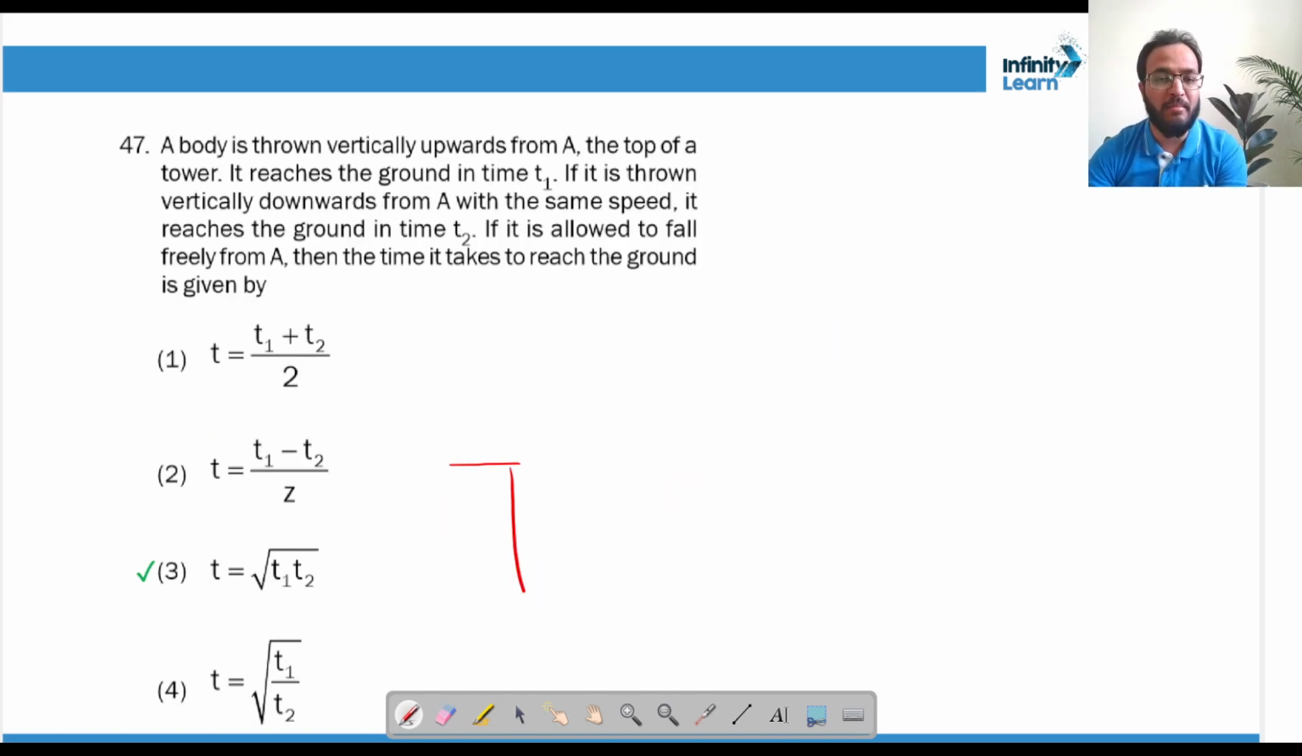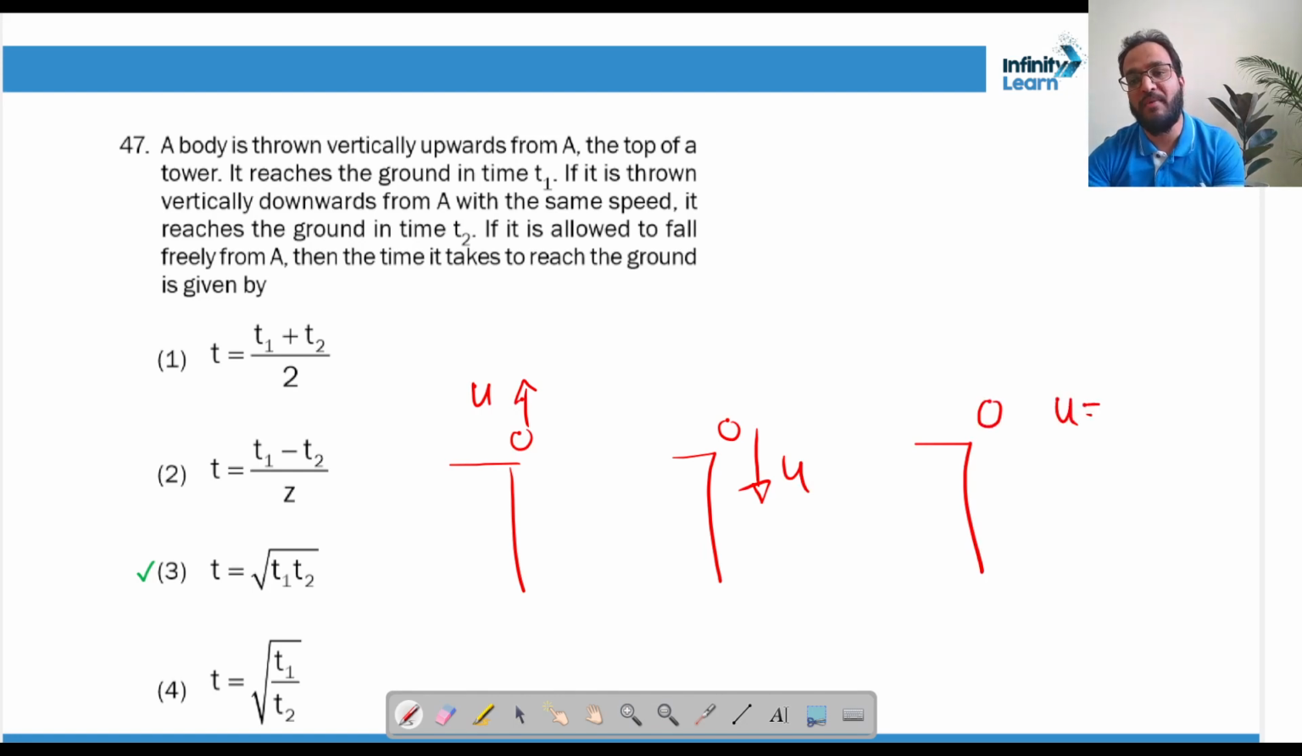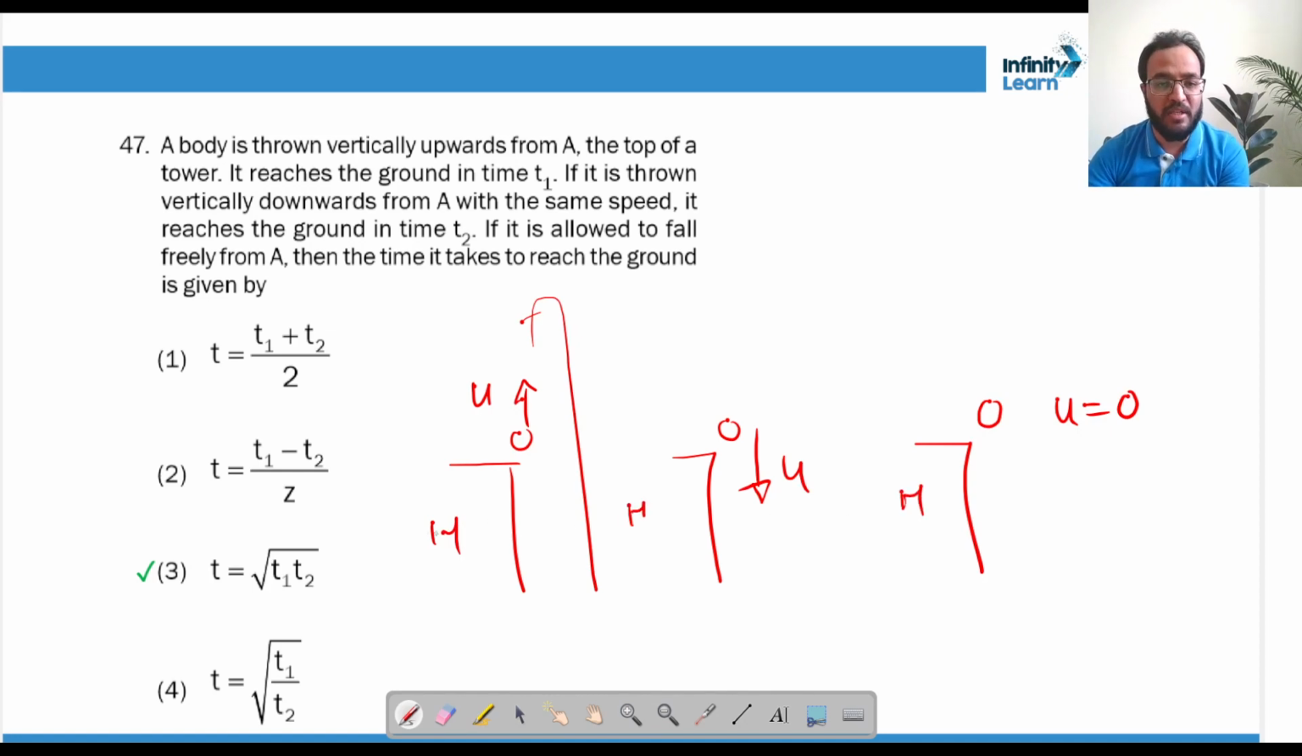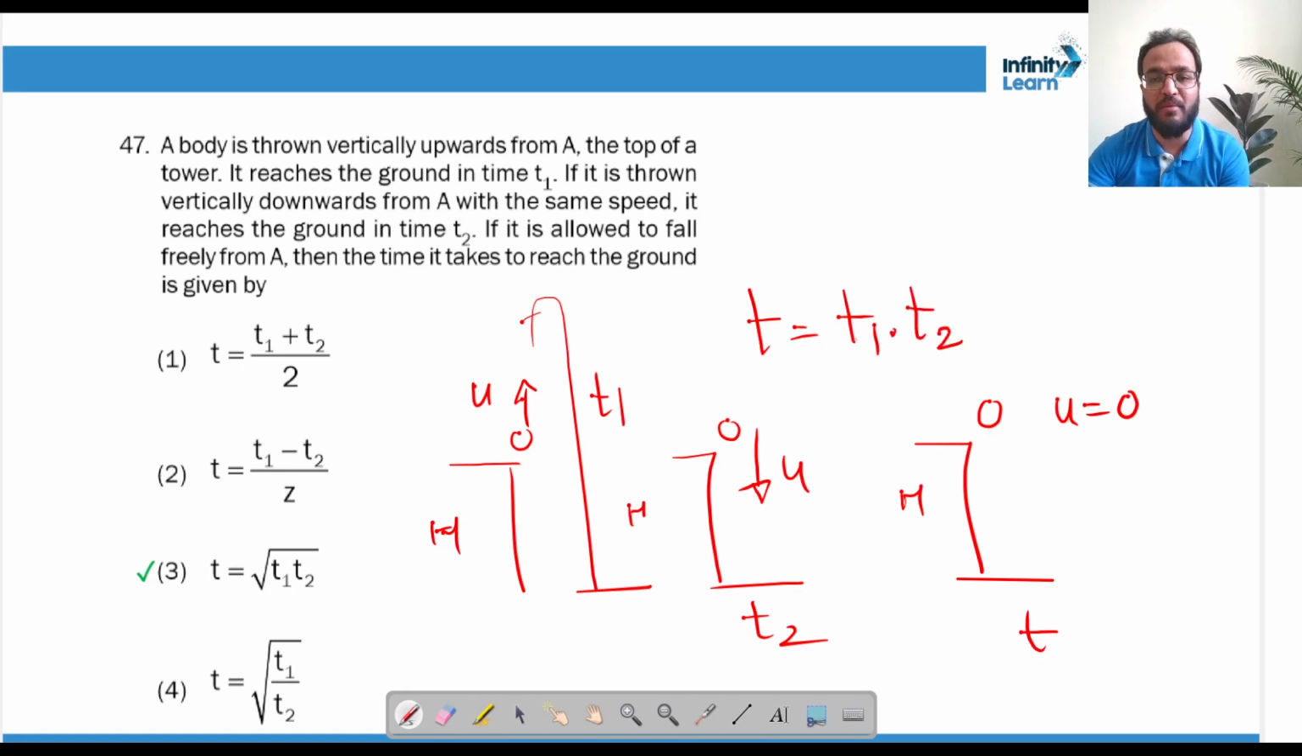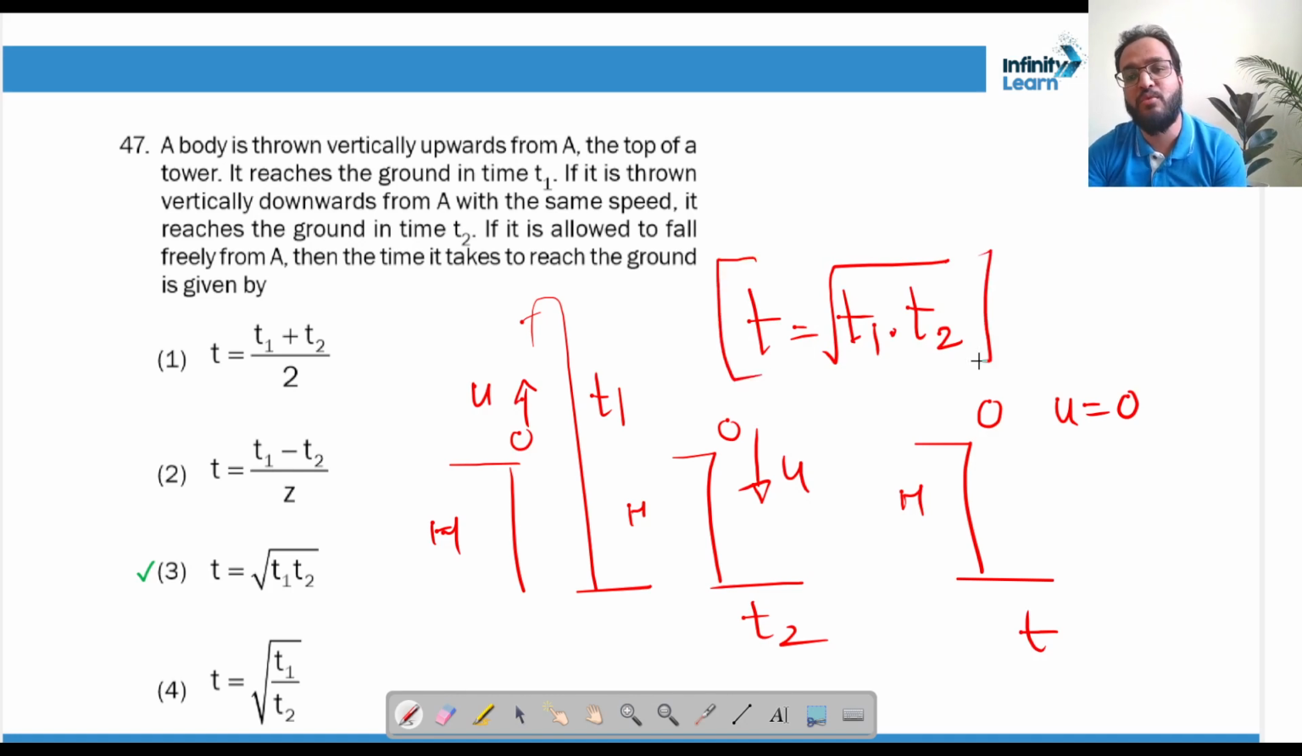This result you must remember, students. If you throw an object with velocity u, or you drop the object with velocity u, or you just drop it with zero velocity. So suppose height h is same for all the cases. Suppose it takes time t1 to come down here, and it takes time t2 to come down here, and it takes time t to come down here, then this is the relationship that you need to remember. Okay, always remember this. This is a common and a very useful relationship.